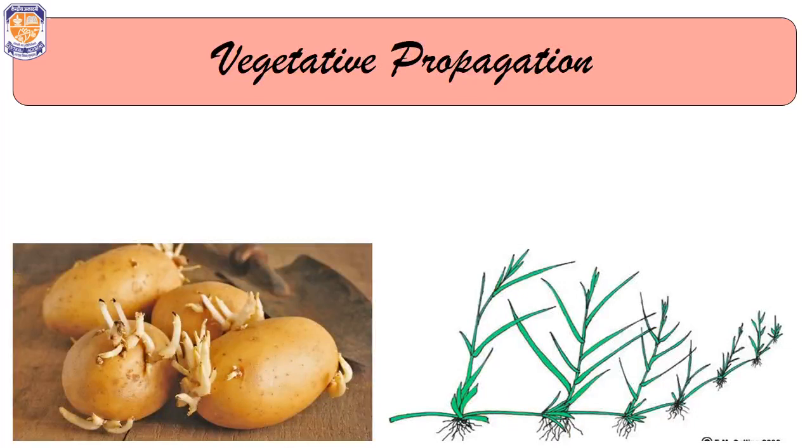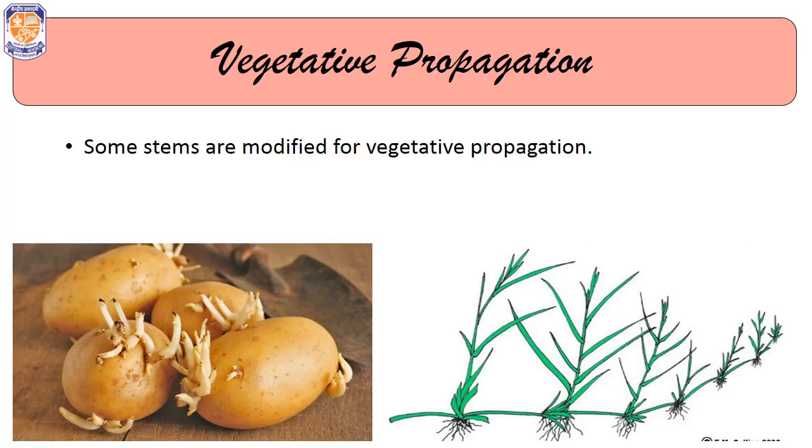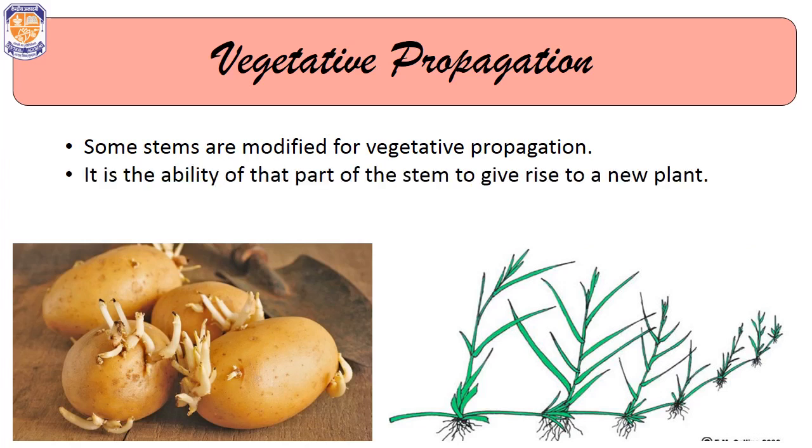Now the next stem modification is vegetative propagation. Vegetative propagation is also known as vegetative reproduction. So some stems are modified for vegetative propagation. Now what is vegetative propagation? It is the ability of that part of the stem to give rise to a new plant.